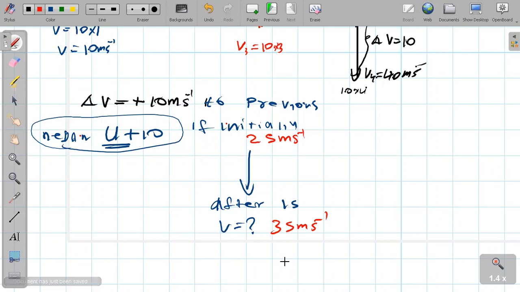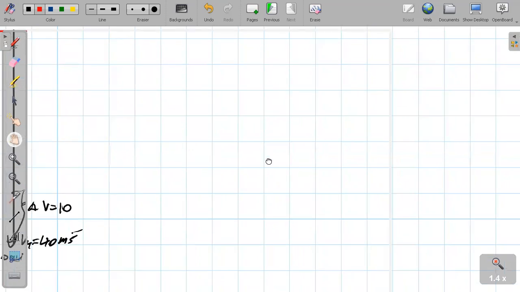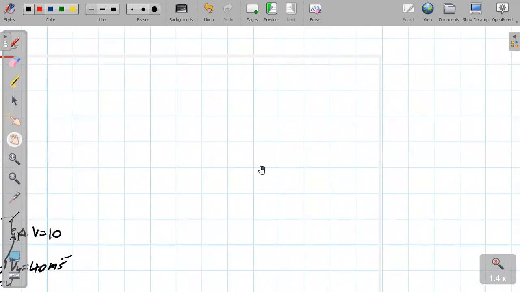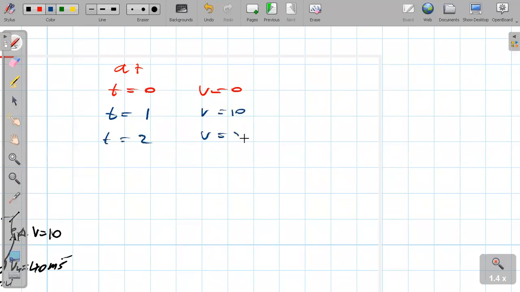Yeah, good. Now write. This can be written like the following. At t equals 0, v equals 0. t equals 1, v equals 10. t equals 2, v equals 20. Now tell me, what is it?